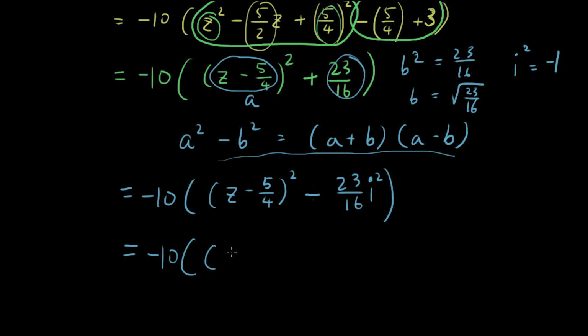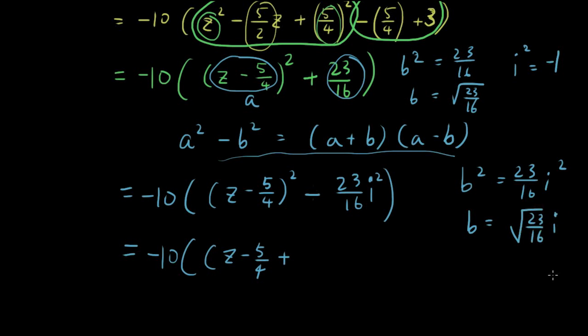So A plus B, A is z minus 5 over 4 plus B. B is, I haven't said what B was. B is that. But since this is B squared, B squared is 23 over 16 I squared. So B is the square root of 23 over 16 I. Just I, because I squared square root is I. So it's plus B, which is 23 over 16 I.